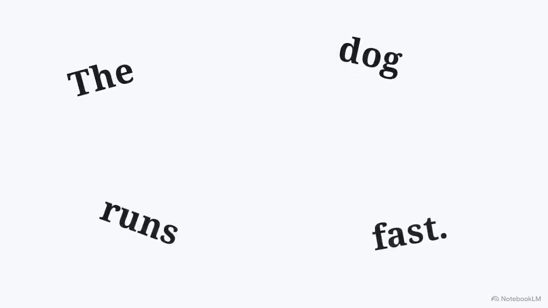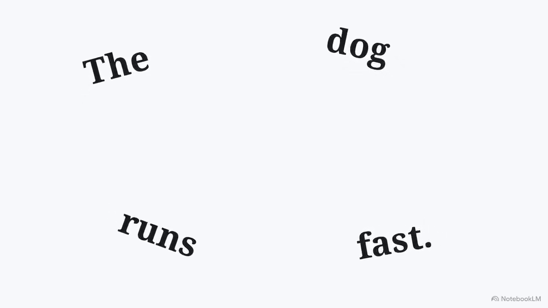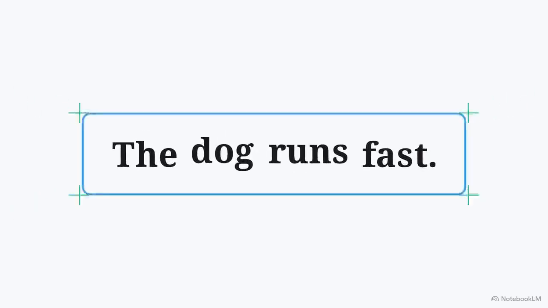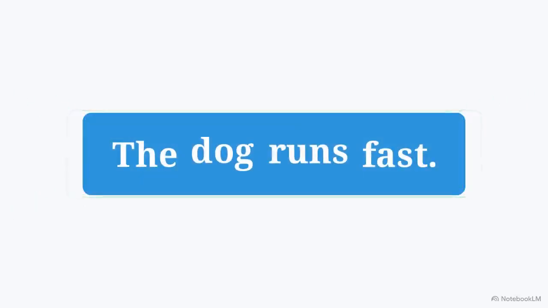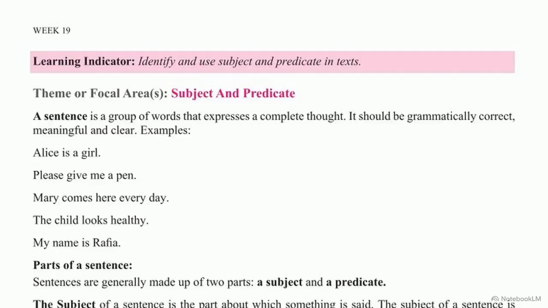Have you ever wondered how individual, scattered words actually unite to form a complete, actionable idea that someone else can easily understand? As we see in this textbook definition, a sentence is a group of words that expresses a complete thought. It must be grammatically correct, meaningful, and perfectly clear.